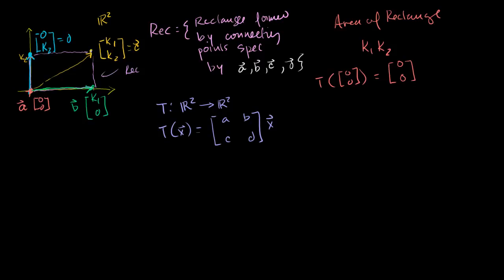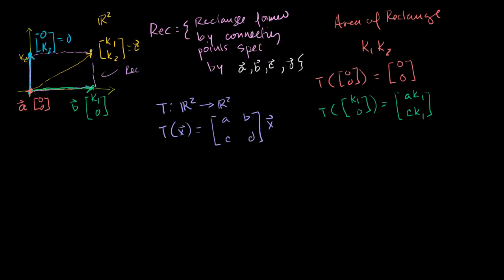Vector B. If I apply the transformation to vector B, vector B is k1, 0, just like that. If I apply the transformation, it's going to be A times k. So the first entry in the transformed vector, or what we're mapping to in our codomain, is going to be a times k1 plus b times 0, so it's just a k1. And then the second entry is going to be c times k1 plus d times 0, so it's going to be c times k1. All I'm doing is taking the matrix vector product of this guy and that guy.